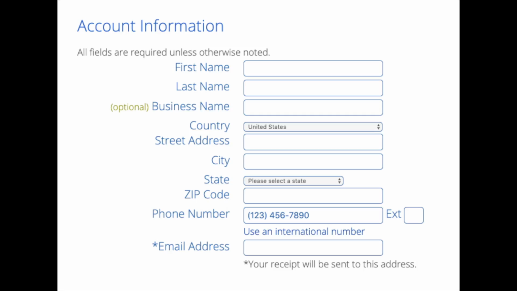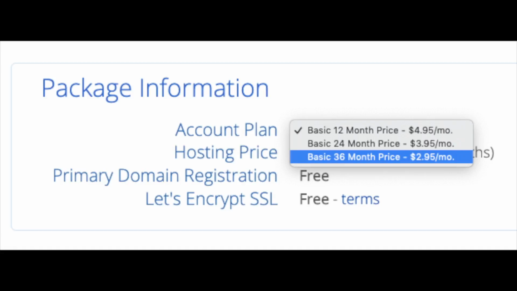You're now brought to a create your account page. This is where you will input your information. We have first name, last name, the business name is optional, put your country address information in, put a phone number, and lastly the best email for you as you'll get emailed a receipt of payment and a copy of your login credentials, etc. Below that you will see package information.